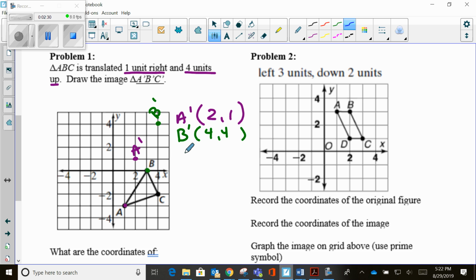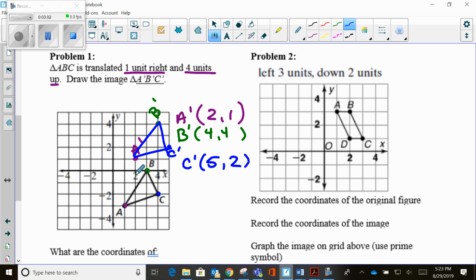The last point is point C, following the same translation. I'm going to go 1 to the right and up 1, 2, 3, 4. And that will be C prime. I now need to find my location of C prime, so I go back to the origin. I have 1, 2, 3, 4, 5 over, 1, 2 up. So that would be 5, 2. Now I can connect my 3 points in order to form a triangle that should be exactly the same shape and size as my original.